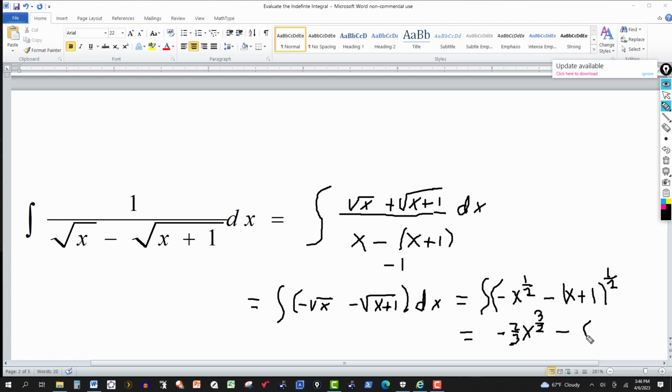Same thing over here. Add x plus 1 to the 1/2. Add 1 to the 1/2 gives me 3/2. Divide the coefficient negative 1 by 3/2, I get a negative 2/3, plus the constant of integration. And this should be your answer here. Negative 2/3 x to the 3/2, then minus 2/3 x plus 1 to the 3/2, and that's your answer.